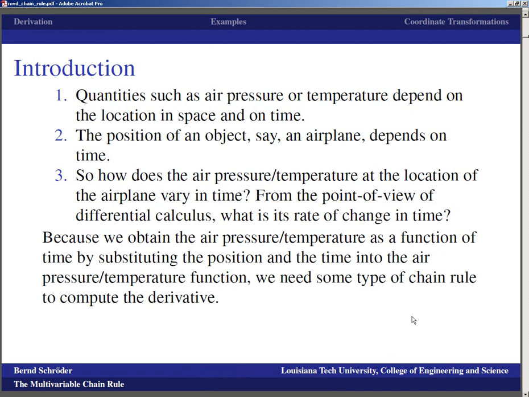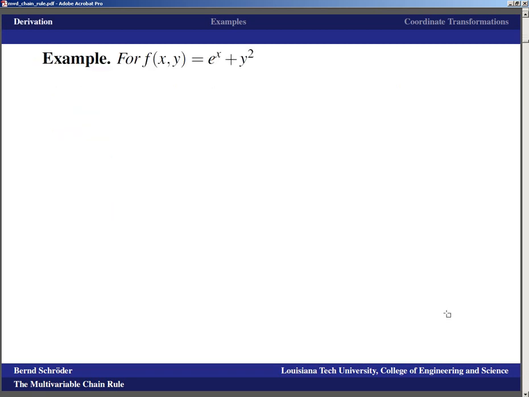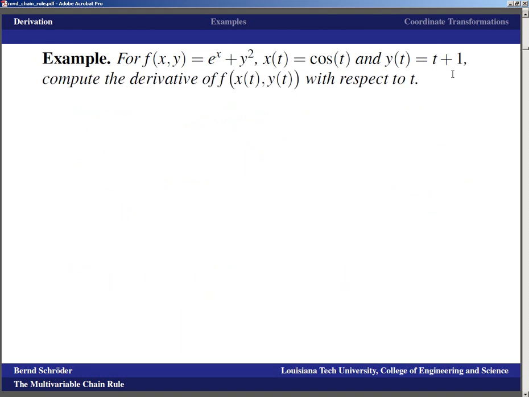The thing here now is, of course, that we are plugging 4 functions into a function of 4 variables, in this example at least. So let's first take a look at that when we have an example of a function of 2 variables, and that function is f(x,y) = e^(x+y^2), and then 2 input functions, x(t) = cos t and y(t) = t + 1, and we want to compute the derivative of f(x(t), y(t)) with respect to t.